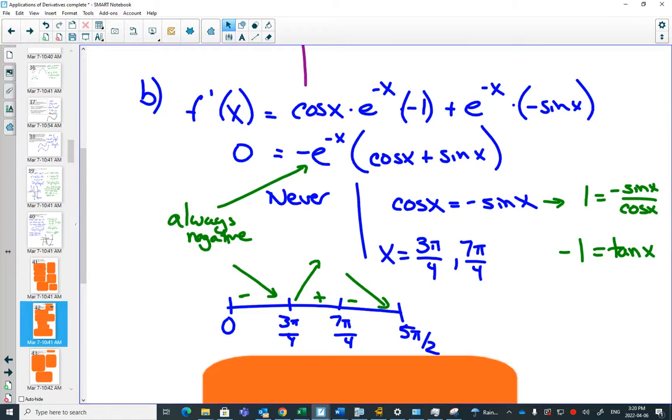Next, we do our number line. Notice the number line this time for my derivative. I'll label it. I included my endpoints because it's going to start at 0 and end at 5 pi over 2.